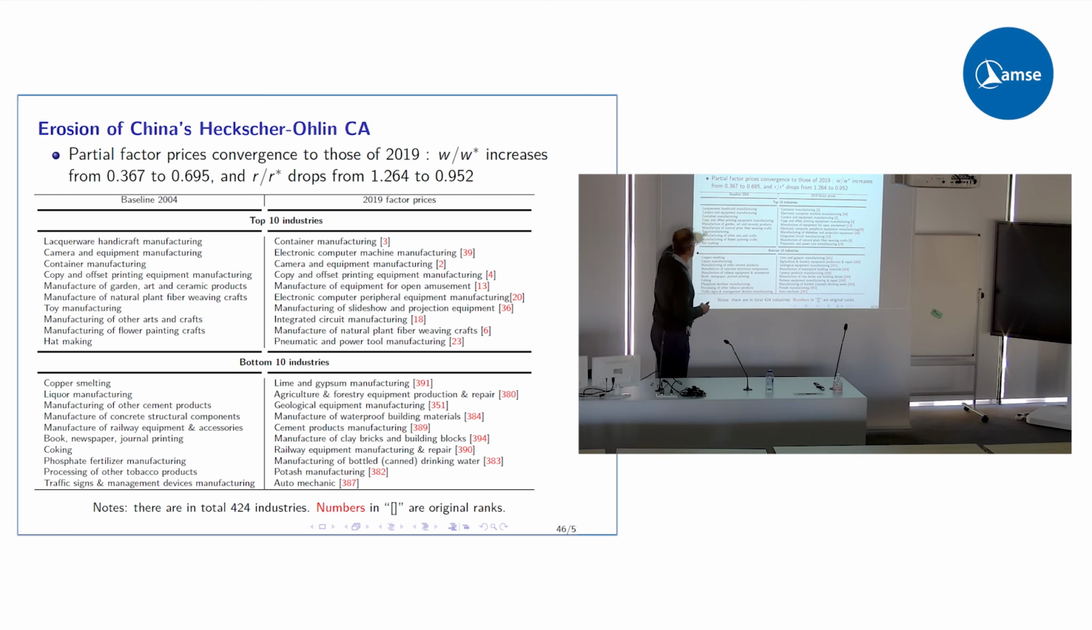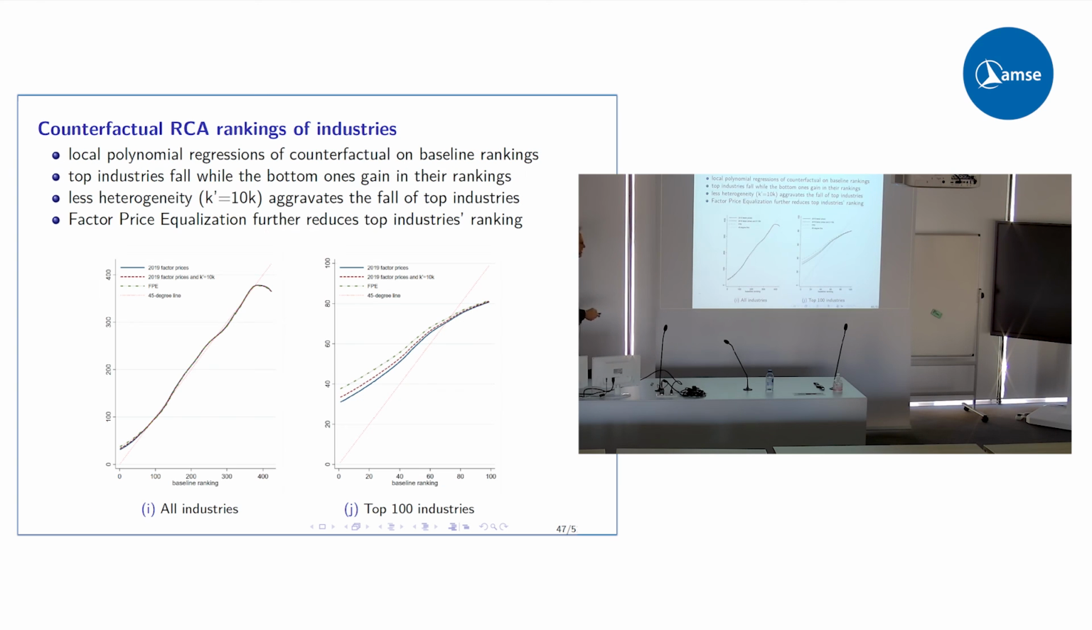Here you have the list of top 10 industries, bottom 10 industries. Here you have the churning in the rankings. The number in red is what it was in 2004, and now it is affected with this counterfactual in 2019. And so you see there is a churning. Coming back to your question, this is the ranking of sectors that we were talking about, and you see the churning of sectors.